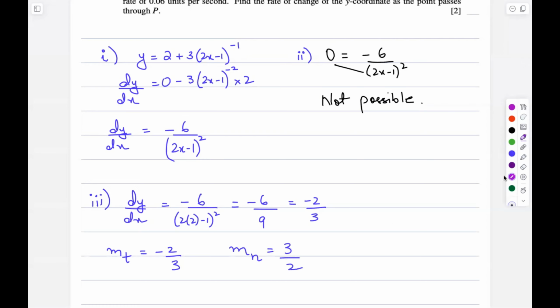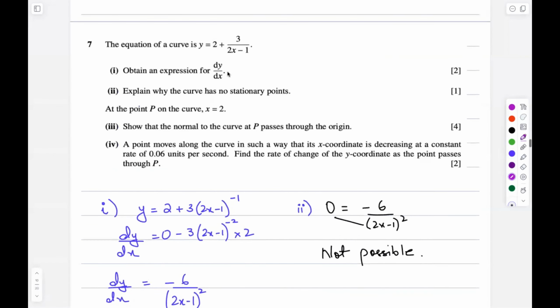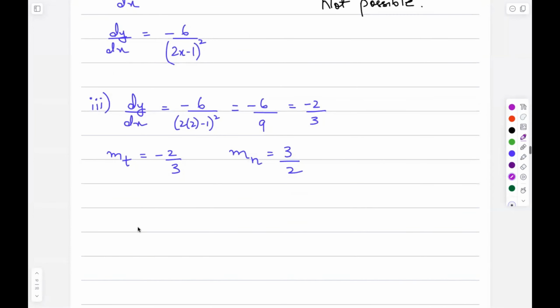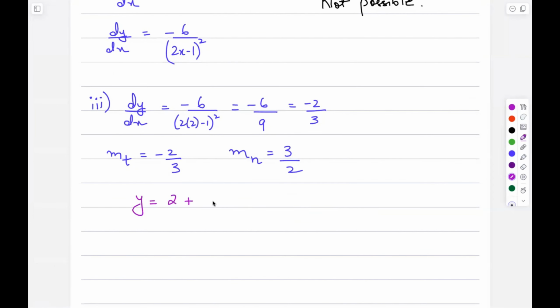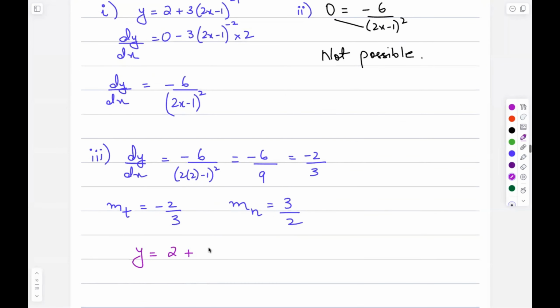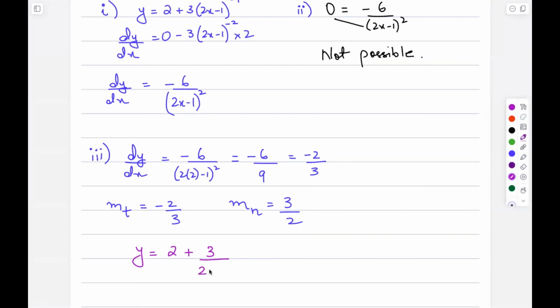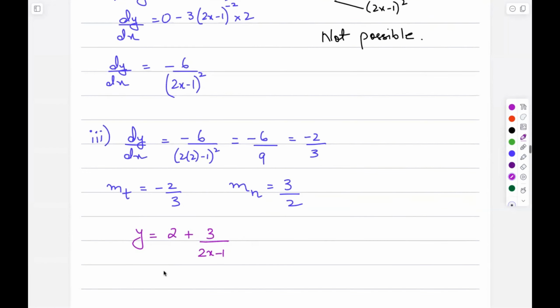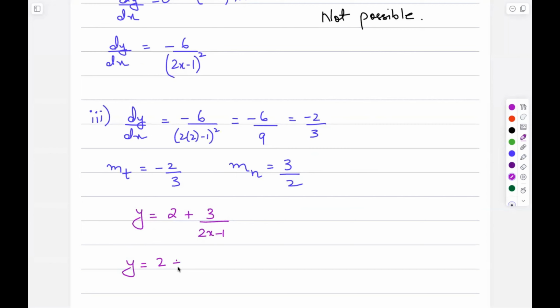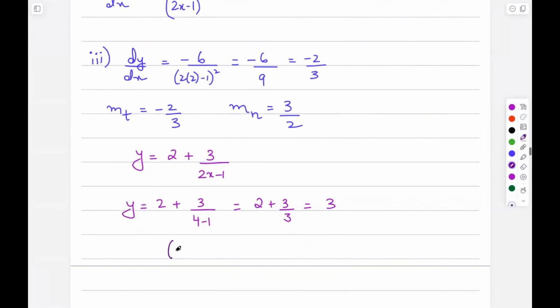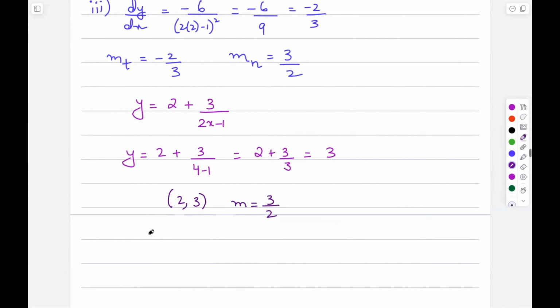Once we have the gradient of the normal, we can form the equation. As the value of x is 2, we can substitute x equals 2 into the equation to get the value of y. So y is equal to 2 plus 3 upon 2x minus 1. Substituting x equals 2, y will be equal to 2 plus 3 upon 2 into 2, 4 minus 1. So this will be 2 plus 3 upon 3, 3 upon 3 is 1, so y will be 3. Once we have the coordinates, x and y are 2, 3, and the gradient is 3 upon 2, we can form the equation of the normal.